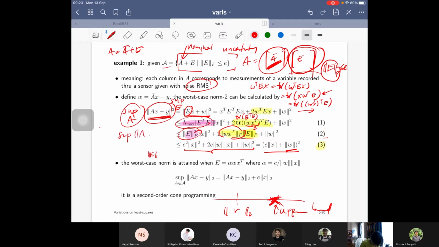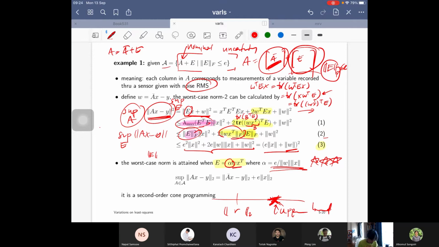And now it's not hard to verify that the choice of E is given by the outer product between W and X, where the choice of scaling alpha is given by this. This is in your homework. Please verify.